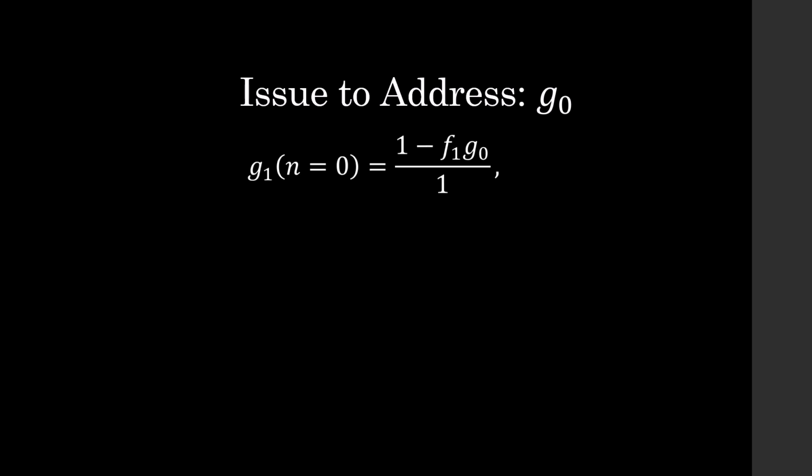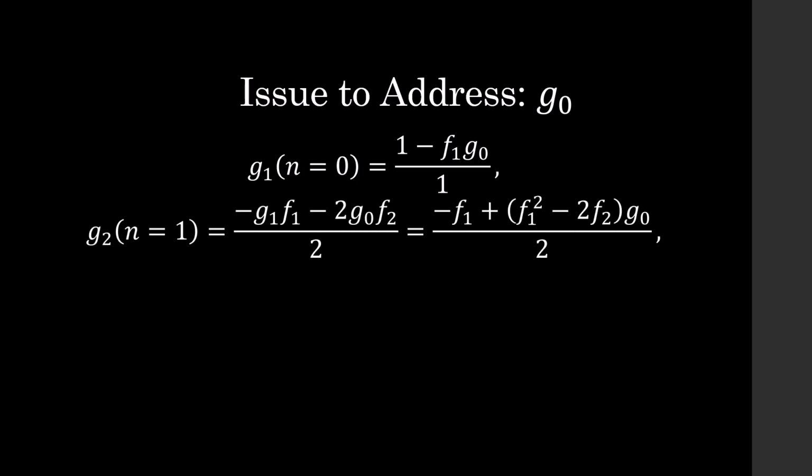If we start to actually unfold these g's, we get g1, which is what we do when n equals 0. The Kronecker delta of 0 at 0 is 1, so we have that 1 there, minus f1 g naught over 1. We do the same for g2 with n equal to 1. The Kronecker delta of 1 at 0 is 0, so it does not apply. And then we multiply out, getting minus f1 plus f1 squared minus 2 f2 times g naught over 2.